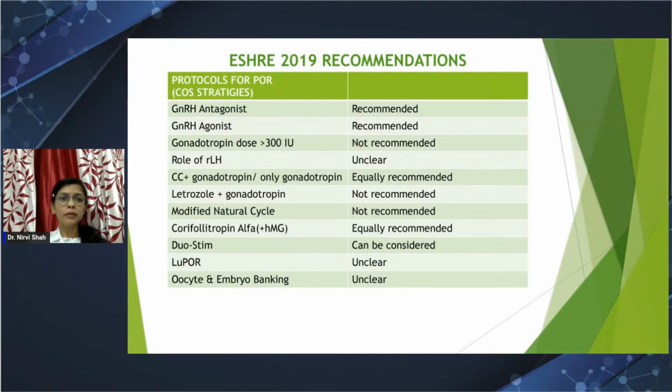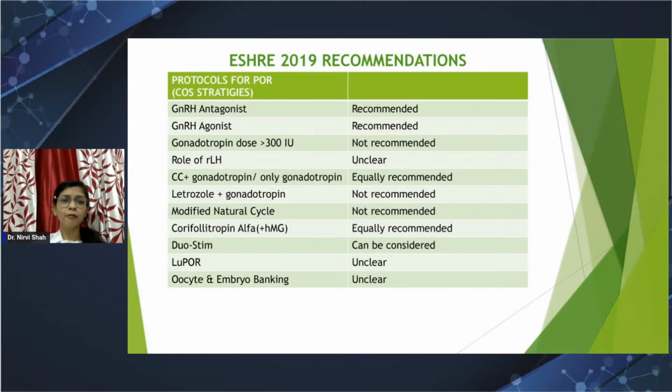So these are the recommendations from ESHRE 2019. For poor ovarian response patients, the GnRH antagonist cycle or agonist cycle are equally recommended. The gonadotropin dose, like I told you, is 150 to 300. In group 1 and 2 of POSEIDON, we use around 150 and then step up depending on the response, whereas in 3 and 4, we directly start with 300. Obviously, with respect to BMI, we have to take a look at that also. But doses more than 300 international units are not recommended. They may do more harm.